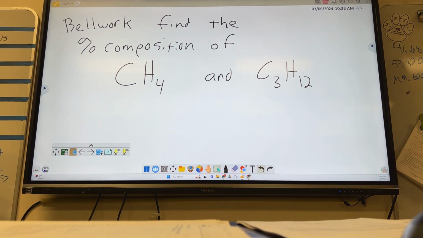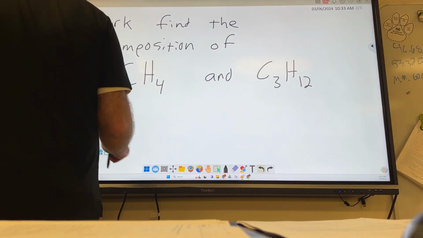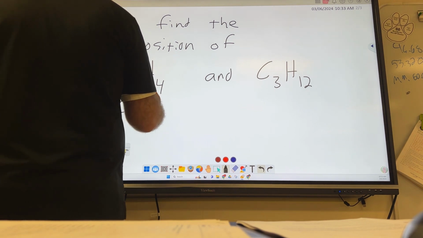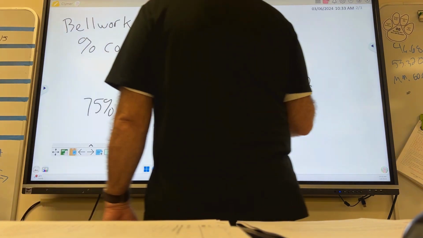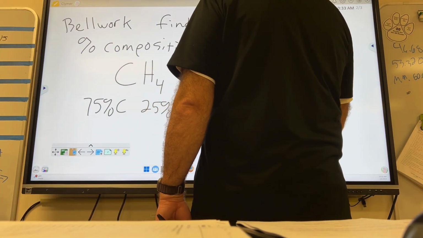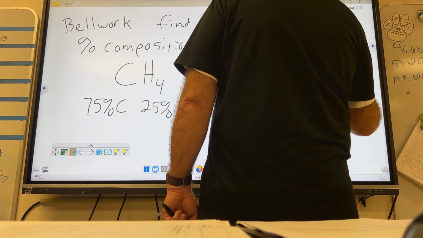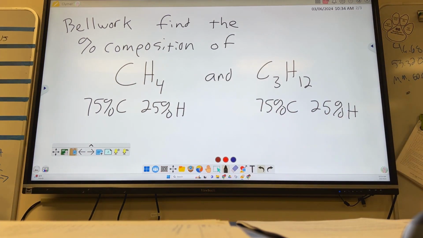Anybody get CH4 yet? What'd you find out? 75% carbon and 25% hydrogen. What'd you get for the other one? How can that be? It's the same ratio. Are they the same compound? No.